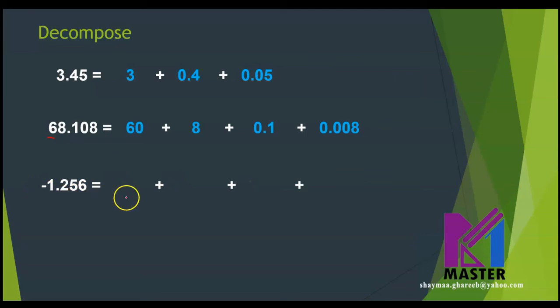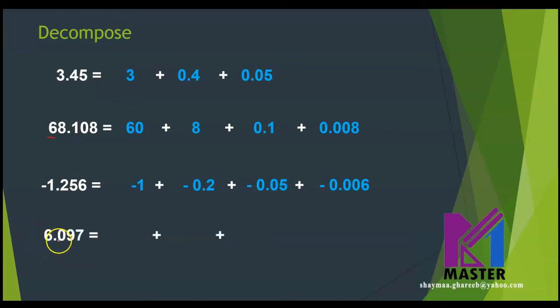It is a negative number, so the value of each digit will be negative. So 1 in the ones place or in the units place, the value of it is 1, so it will be negative 1. Here, 2 tenths, so it will be negative 2 tenths, which is negative 0.2. 5 in the hundredths place, the second decimal place, it will be negative 0.05. And the 6 in the thousandths, so it will be negative 6 thousandths. So it will be negative 0.006.